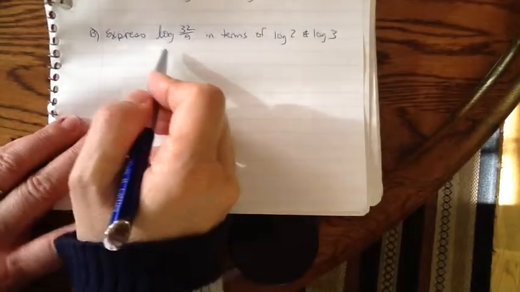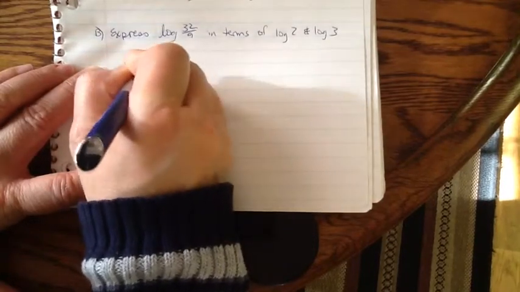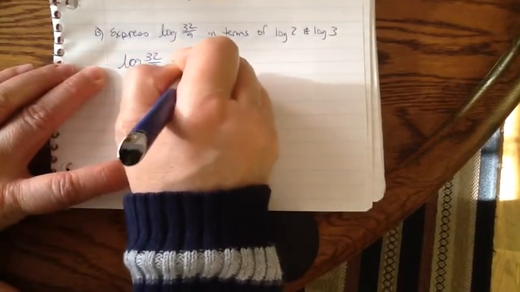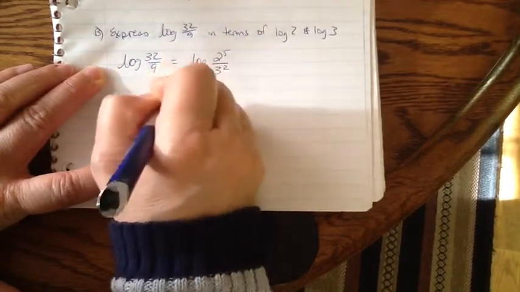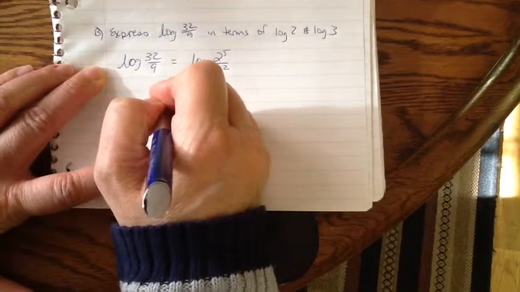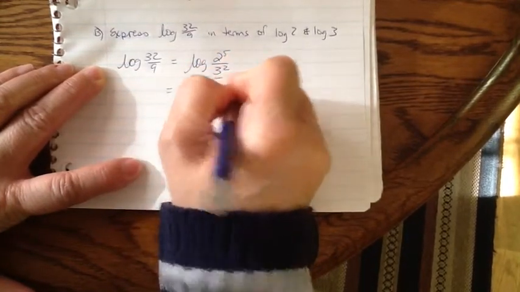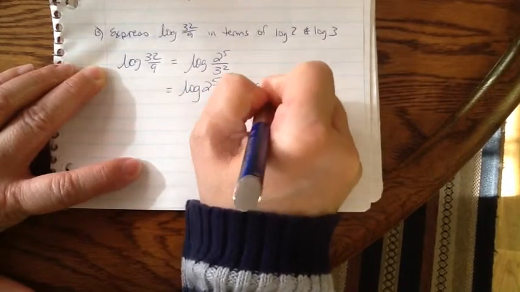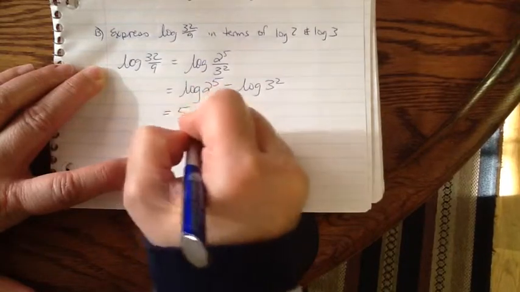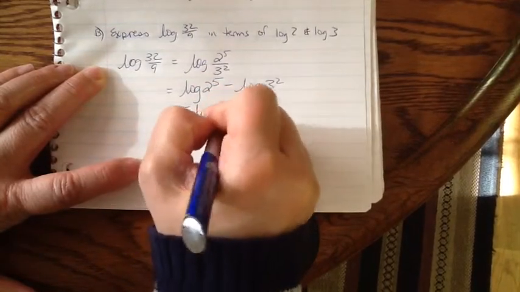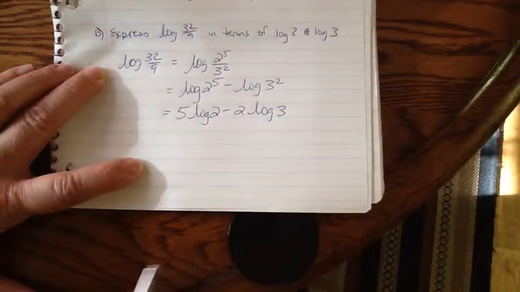Now we're going to do the same thing with this one. We know that log 32 over 9 is the same thing as writing log 2 to the 5th over 3 squared. Now I'm going to take this in steps. I'm going to use the quotient rule, which is log 2 to the 5th minus log 3 squared. And now I'm going to use the power rule, which says I bring the exponent in front, 5 log 2 minus 2 log 3. So now I've got that expanded.